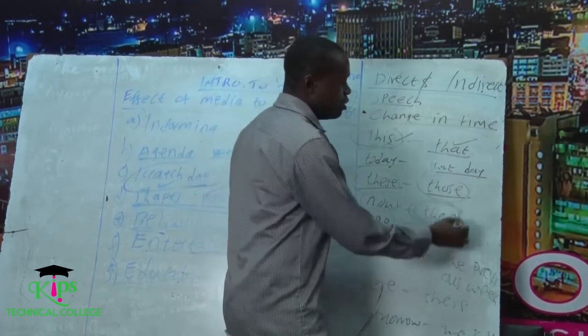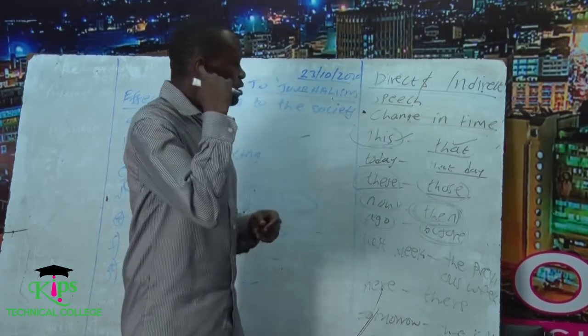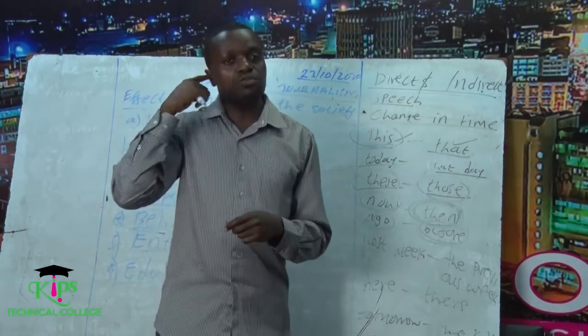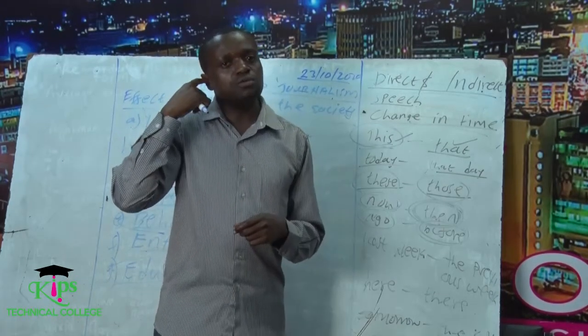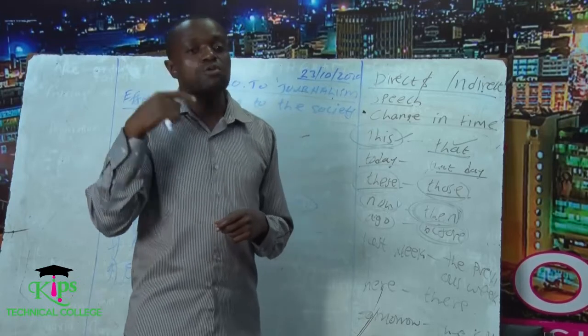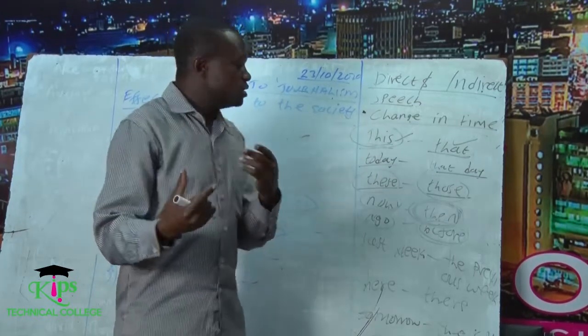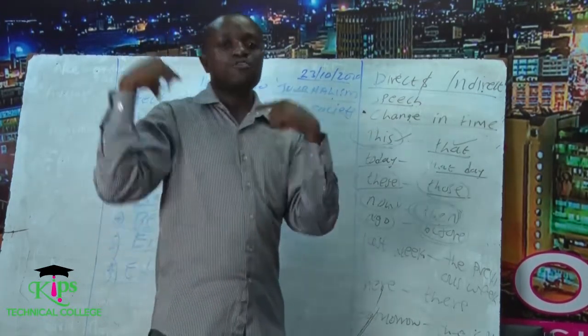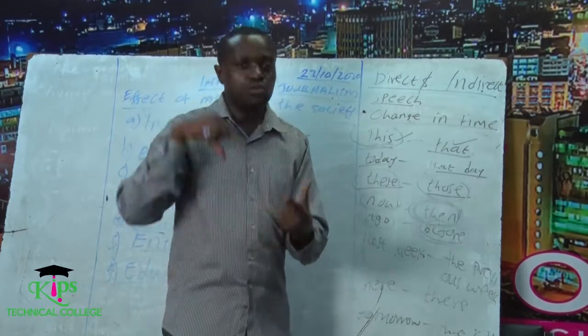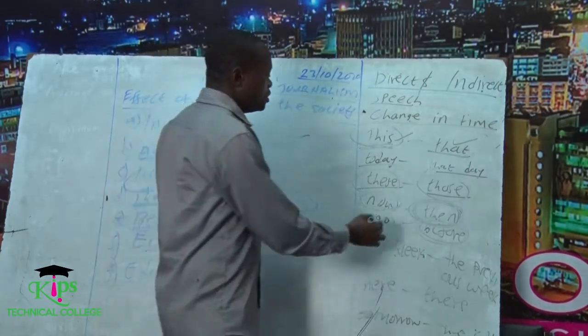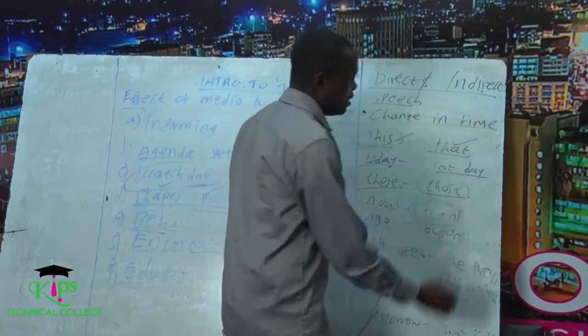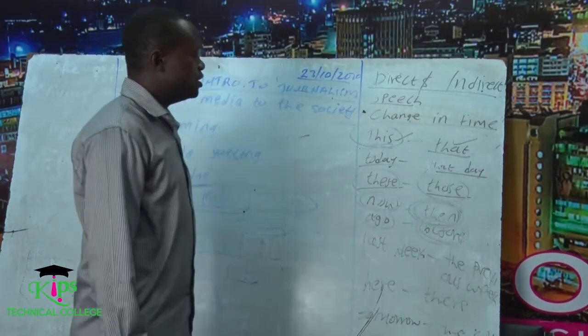Ago changes to before. For example, someone may say, "She came to this town 2 days ago." When you are writing into reported speech, it will be, she came to the town 2 days before. So ago changes to before if you are writing a sentence from direct into indirect speech.